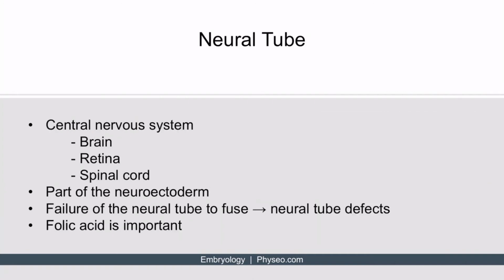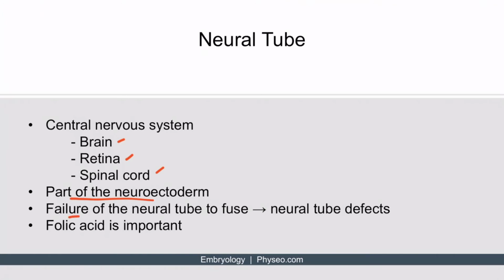We discussed the neural tube, including malformations in more depth in the video on neurologic development, but I'll give a brief overview here. The neural tube is an incredibly important structure in development as it gives rise to the brain, retina, and spinal cord. An important association to make is that the neural tube is part of the neuroectoderm, which contributes to the structures of the central nervous system.